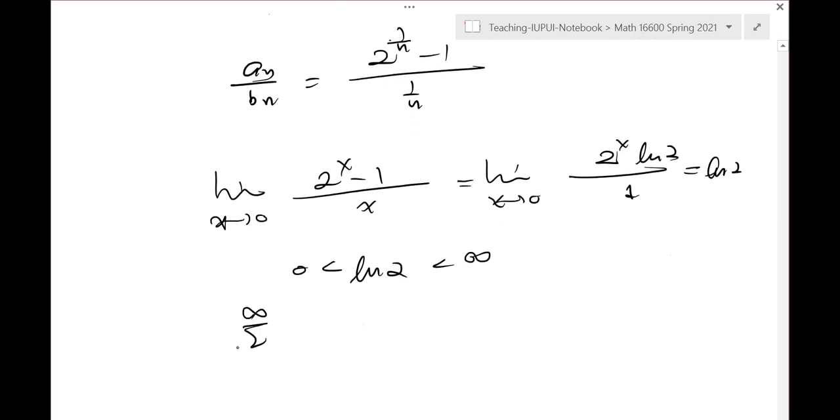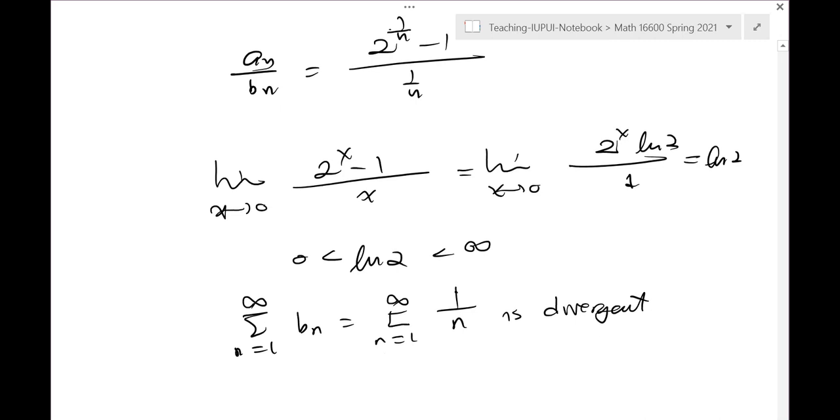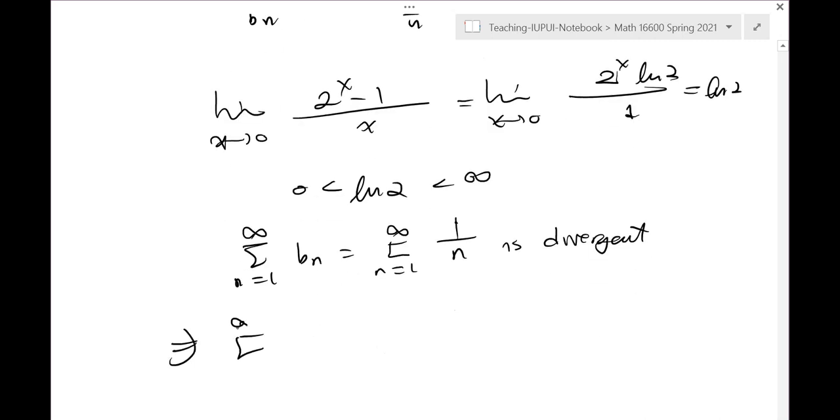But we know that this is divergent. It's divergent, okay? So that implies this is divergent too. It is divergent by the limit comparison test.